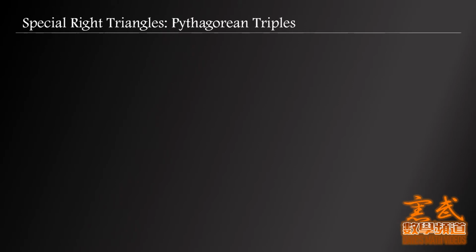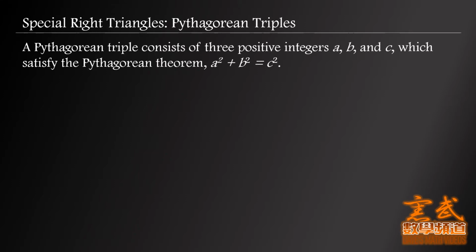The first topic we'll be looking at is the special right triangles, in particular Pythagorean triples. So what is a Pythagorean triple? Well, a Pythagorean triple simply consists of three positive integers a, b, and c, which satisfy the Pythagorean theorem, a squared plus b squared equals c squared.